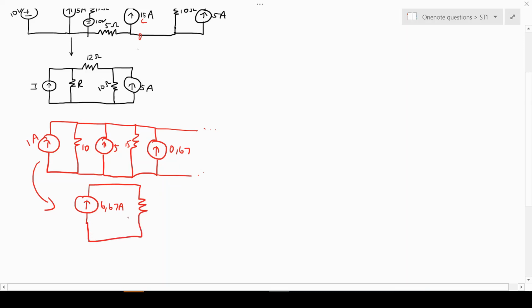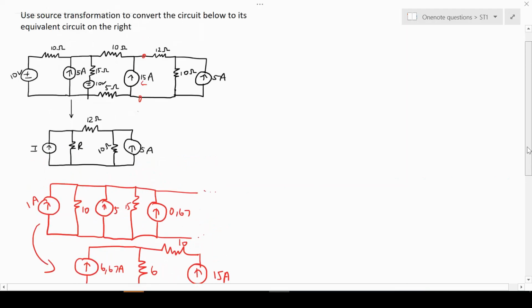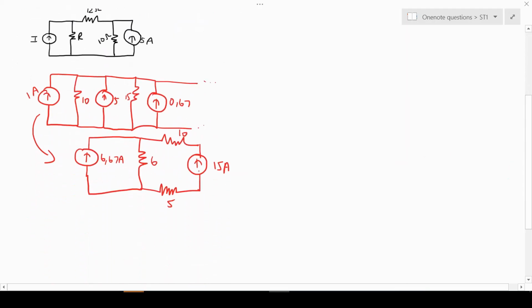Right, and now we can connect this to the rest of the circuit, and the rest of the circuit had a resistor, and a current source of 15 amps. The resistor value was 5 and this resistor was 10, and we know that this is 6. Right, and this continues to the rest of the circuit, but this is what we're interested in.